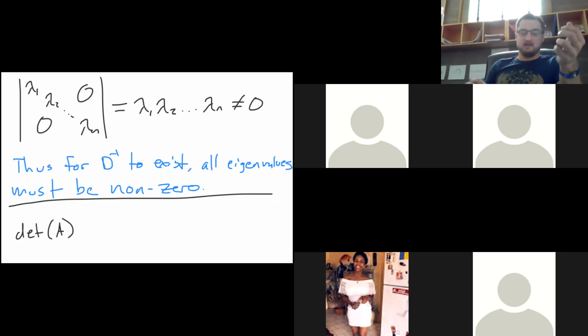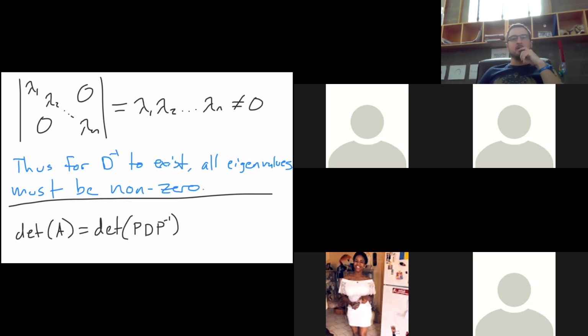But if A is diagonalizable, that means I can rewrite this as the determinant of P times D times P inverse. And we had this wonderful property with determinants and matrix multiplication. The determinant of the product of two matrices is the product of the determinants. So this is the same thing as the determinant of P.